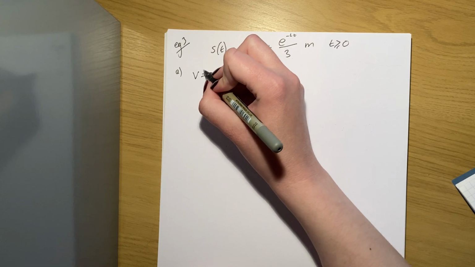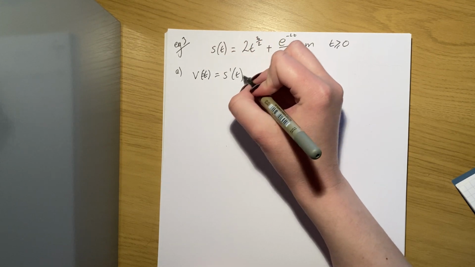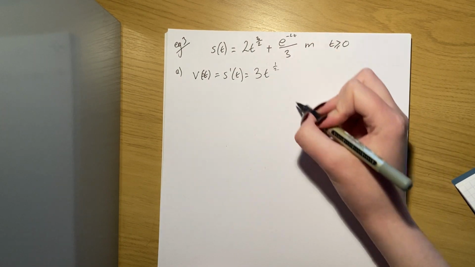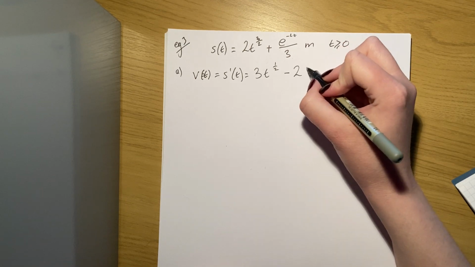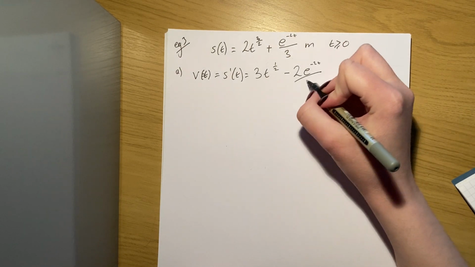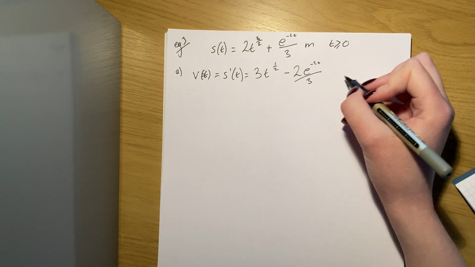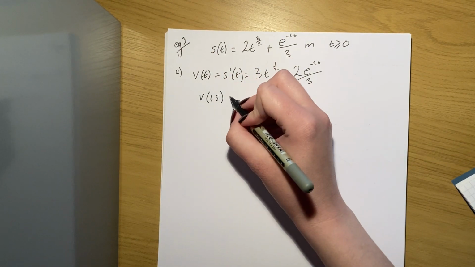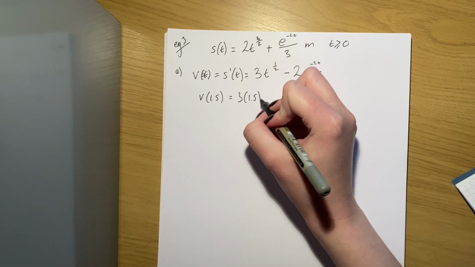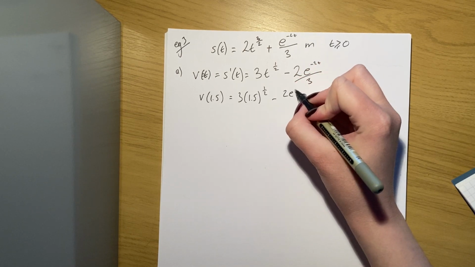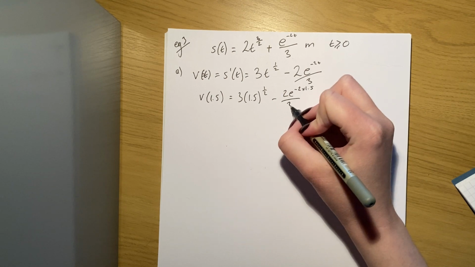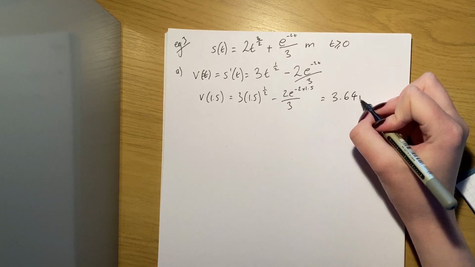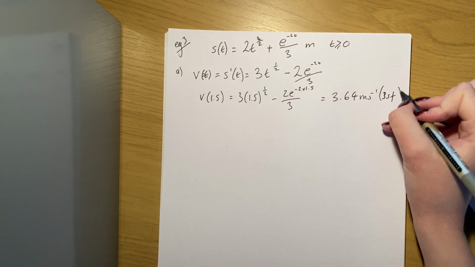Well, I know that the velocity is the derivative of displacement, so I'm just going to differentiate this. 2 times 3 over 2 is 3, t to the power of half, minus 2 lots of e to the power of minus 2t over 3. So that is our velocity equation. I want velocity when t equals 1.5. Sub that into my calculator and I get 3.64 metres per second to 3 significant figures.